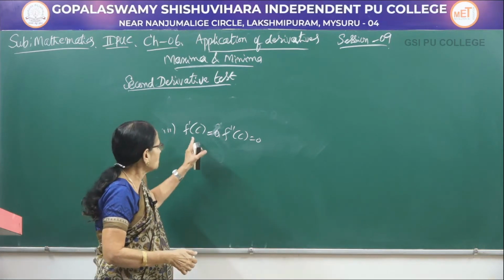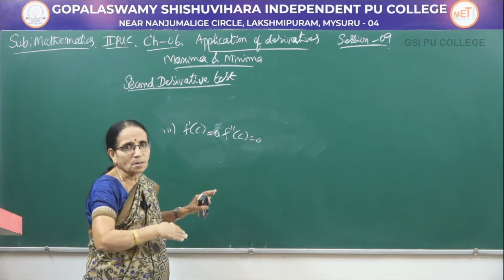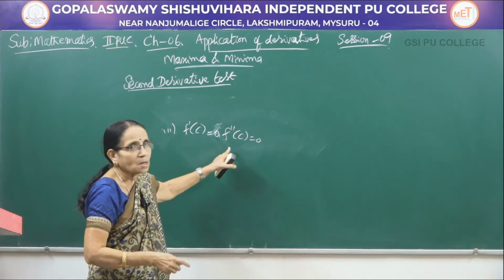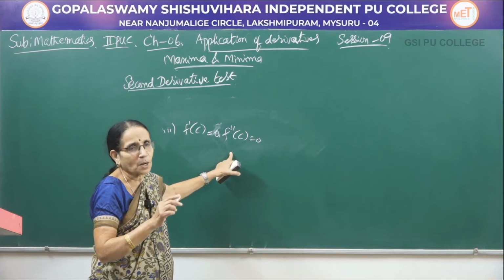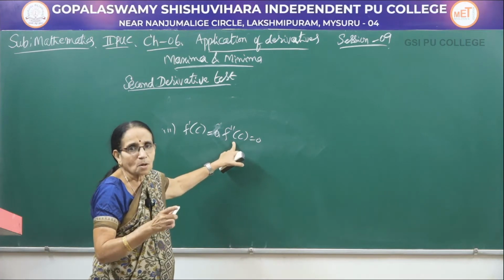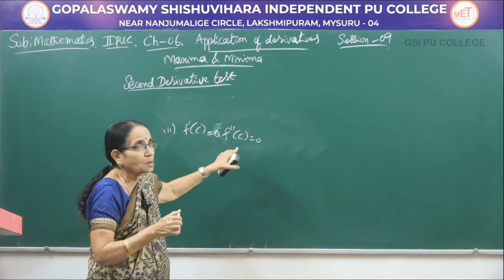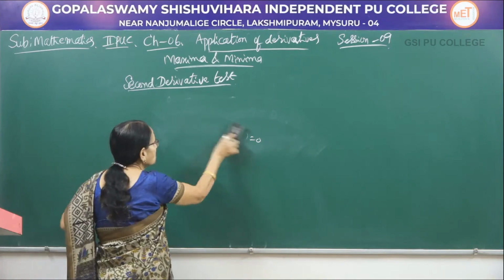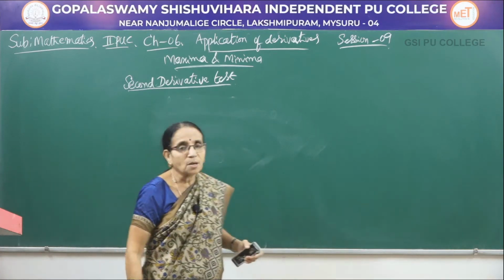That is, the first derivative is 0, common for all the three possibilities. Is the second derivative less than 0? It's a maximum point. Second derivative greater than 0, it is a minimum point. Second derivative equal to 0, it is called the point of inflection.